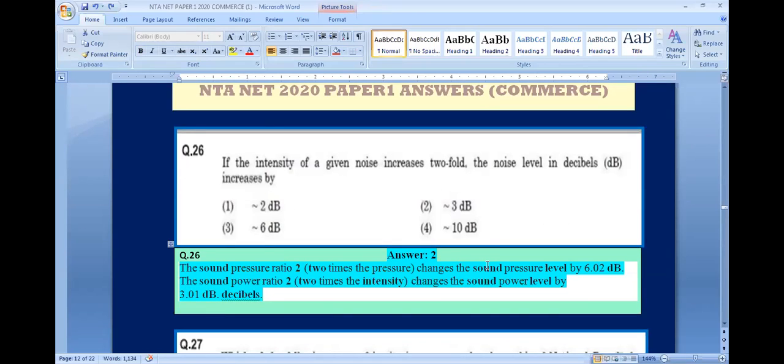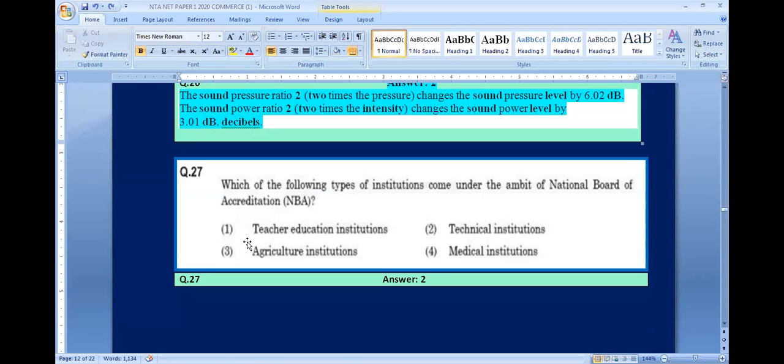If the intensity of the given noise increases twofold, the noise level in decibel increases by 3.01 decibels. Okay. And always you look at whether it is intensity or pressure. In case of pressure, it goes to 6.02. In case of intensity, it is 3.01. So these are the values which we need to memorize from environmental studies. It's a little bit vast syllabus.